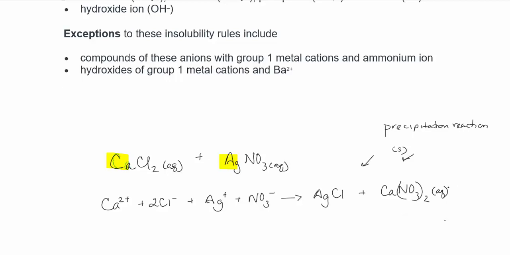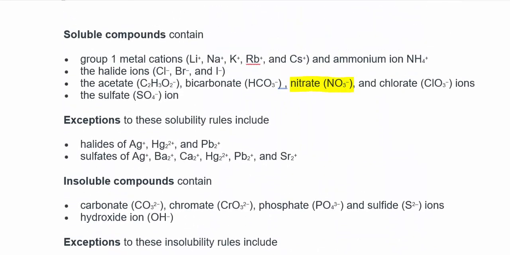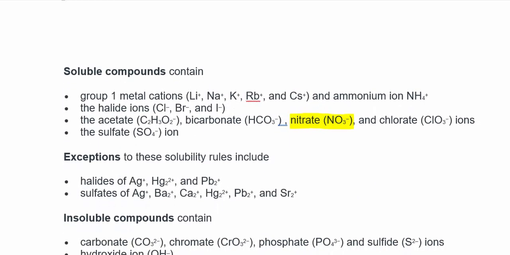So I'm looking for silver chloride. I'm going to look for chlorine first. Now, soluble compounds contain chloride ions. Okay, well, that means I do not have a precipitate reaction, so I need to read about my exceptions now.